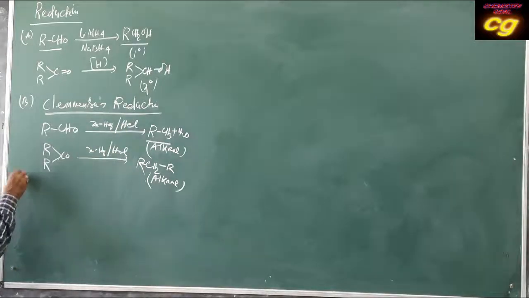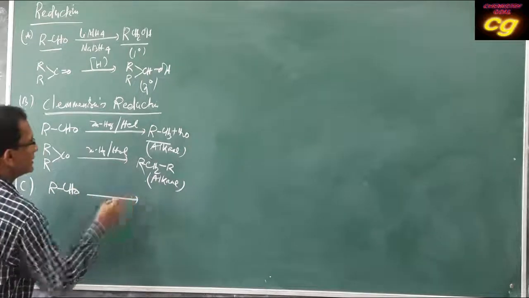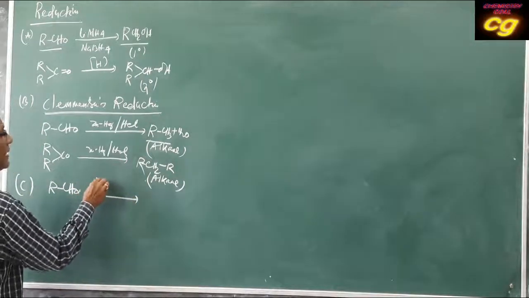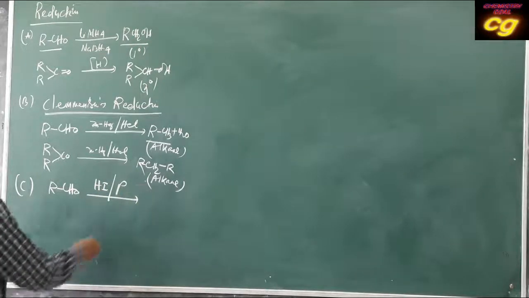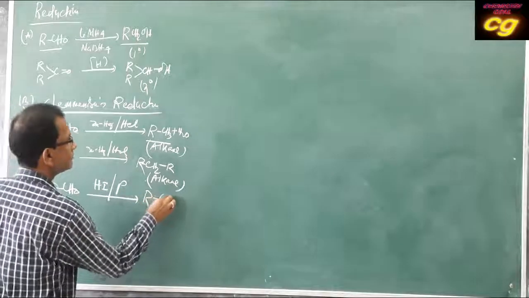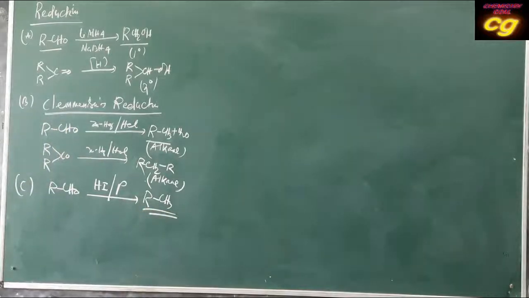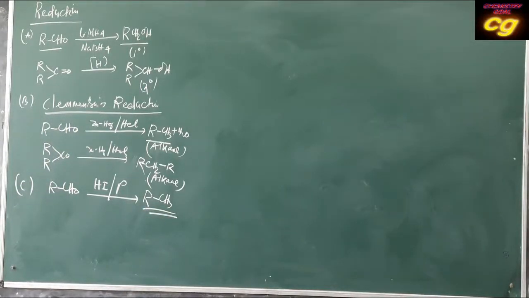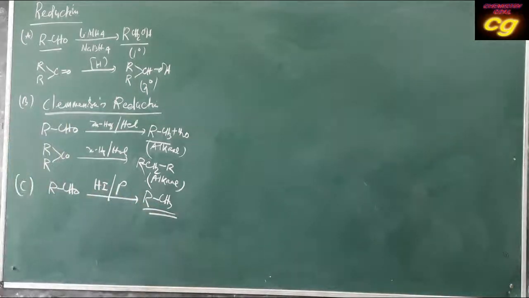And also you can reduce aldehyde or ketone using HI and red phosphorus. If you use HI and red phosphorus, you will also get alkane. This is also a very important reaction. So this is about reduction of aldehyde and ketone.